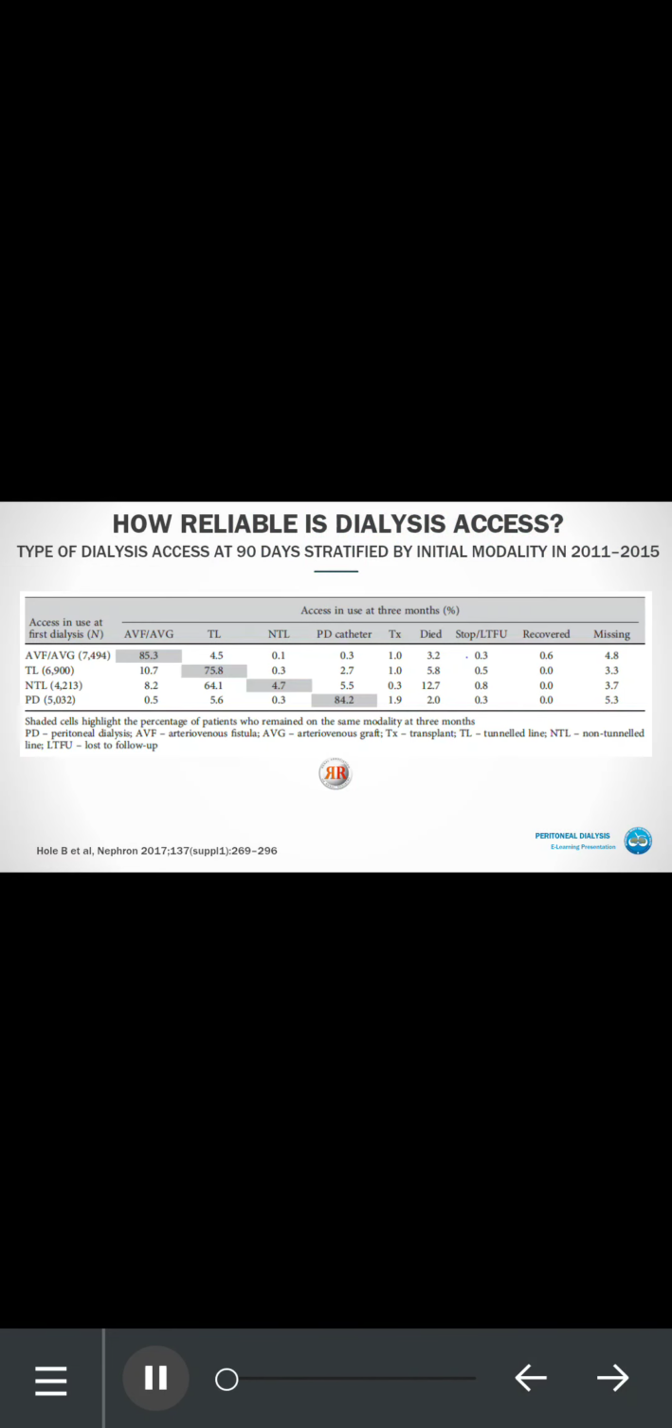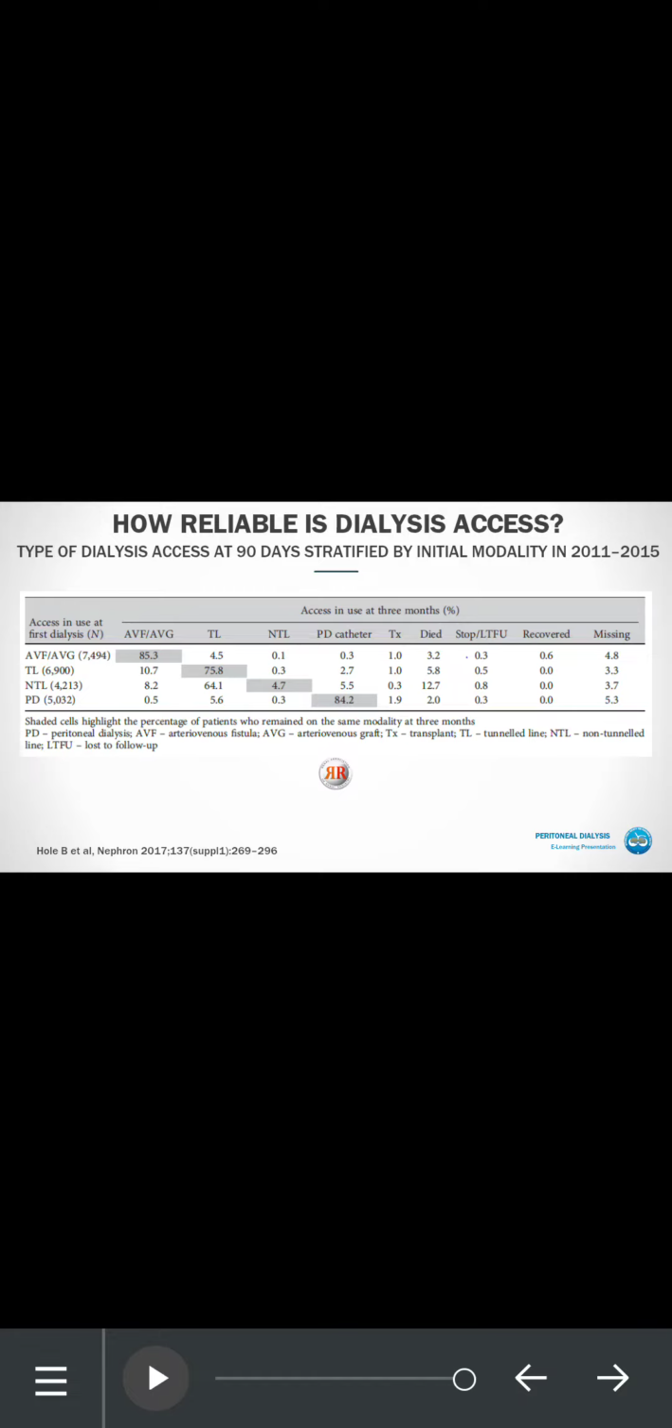I've taken this slide from the UK Renal Registry report, and it's a table showing different types of access. On the left-hand side, arteriovenous fistulas for hemodialysis patients, tunneled lines, non-tunneled lines, and peritoneal dialysis access. And you can see the access in use at 3 months after placement. So for the fistulas, 85% were working at 3 months. But for the PD catheters, it was 84%.